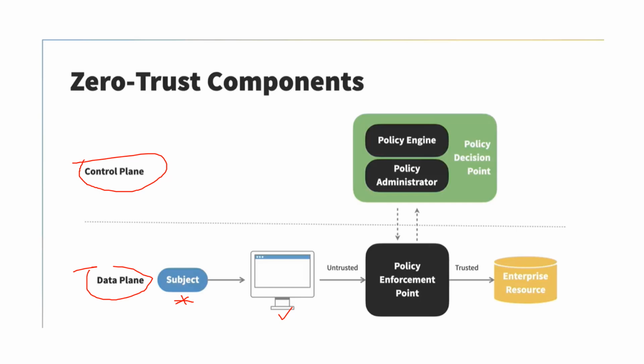In the traditional networking mindset, if the device is inside the network, it is considered trusted. But in the zero trust mindset or methodology, all devices and entities and subjects should be considered untrusted. Now, here is the control plane. The control plane has a policy engine and a policy administrator. This is where all the policy decisions are made.